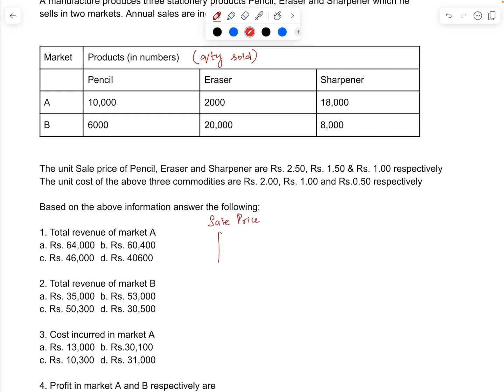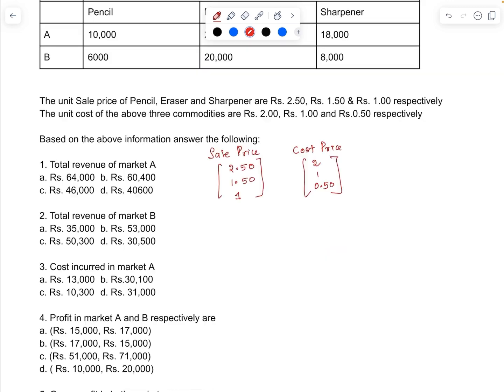Sale price matrix is 2.50, 1.50 and 1. The unit cost of the above three commodities are rupees 2, rupees 1 and rupees 0.50 respectively. So cost price matrix is rupees 2, rupees 1 and 0.50. Based on the above information, answer the following.